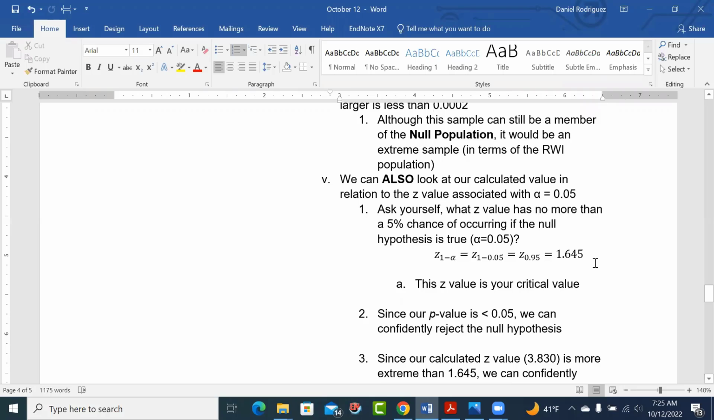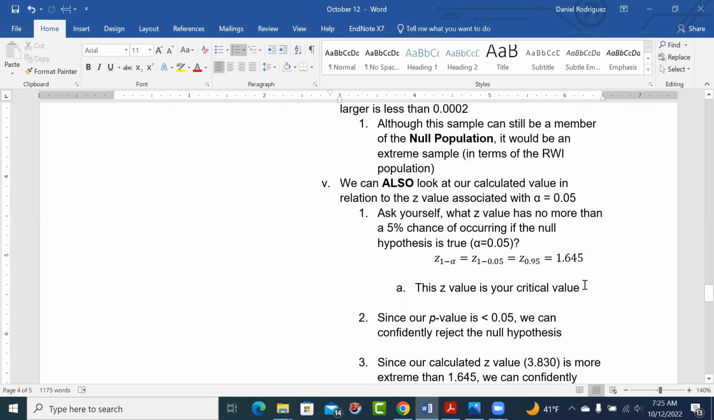The Z value that's associated with an alpha of 0.05, now some of you might think, well, wait a minute, didn't we do 1.96 the other day? Let's not worry about that now. The last lecture before your exam, we're going to talk about one versus two tail tests, but we're not doing that today, okay? The Z value associated with a critical value of 0.05 in the scenario that we have is 1.645.